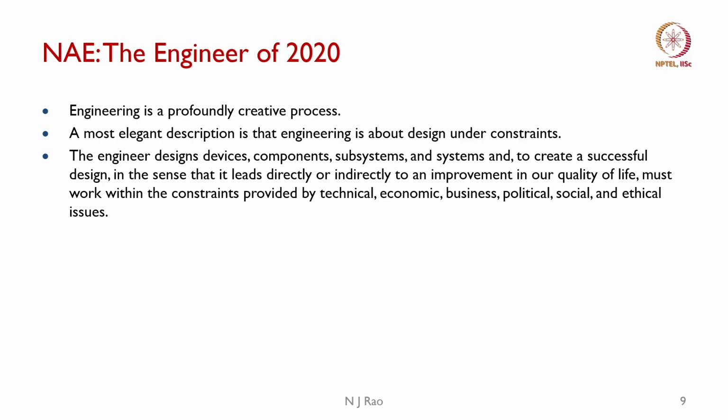leads directly or indirectly to improvement in our quality of life, must work within the constraints provided by technical, economic, business, political, social and ethical issues. See, that is what engineering is, if you look at it as design under constraints: the constraints come from technical, economic, business, political, social and ethical issues. So to that extent, an engineer should know also how to operate under these constraints.